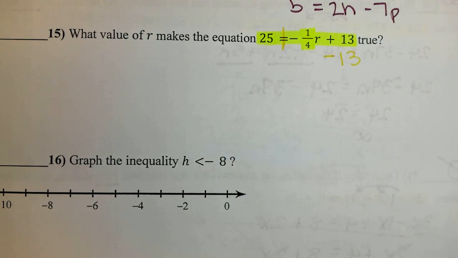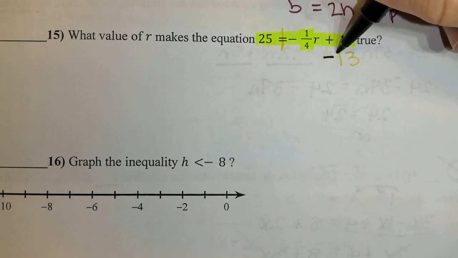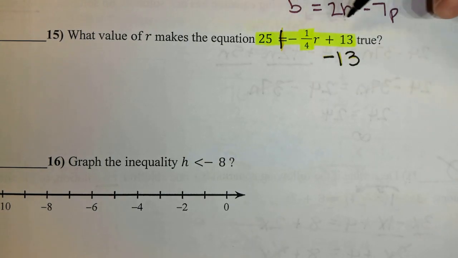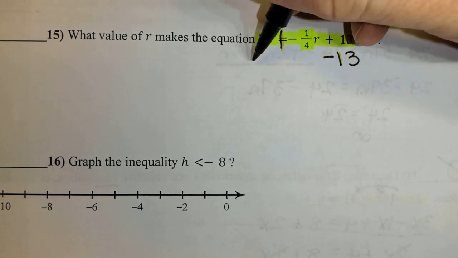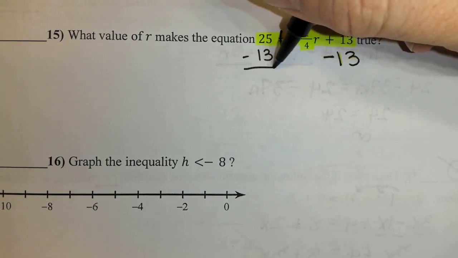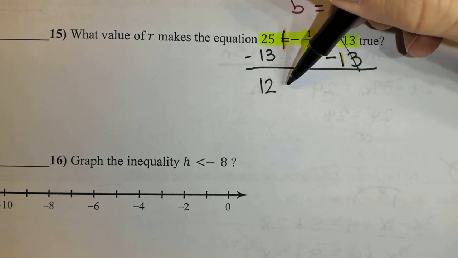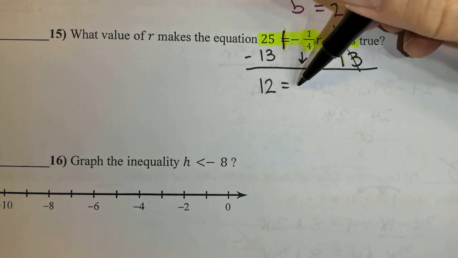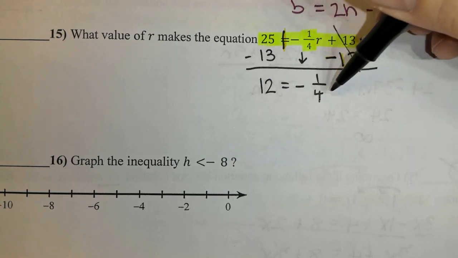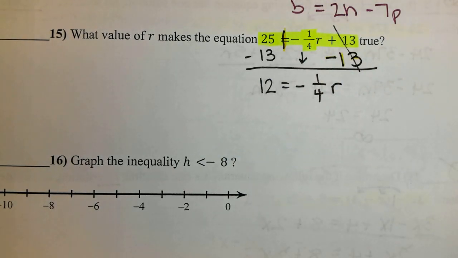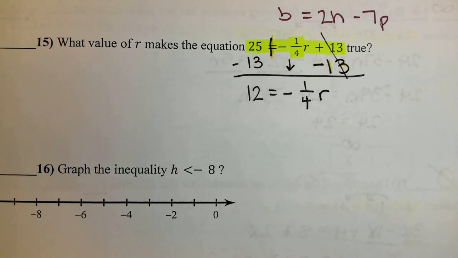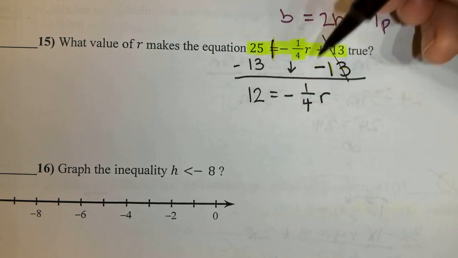I don't know if that's easy to see, so I'm going to change colors. Here we go. Minus 13. So here's my equal sign, right? So I'm going to subtract 13 from both sides. 25 minus 13 is 12. Bring this down. Okay. And then my final step is I divide by this fraction.